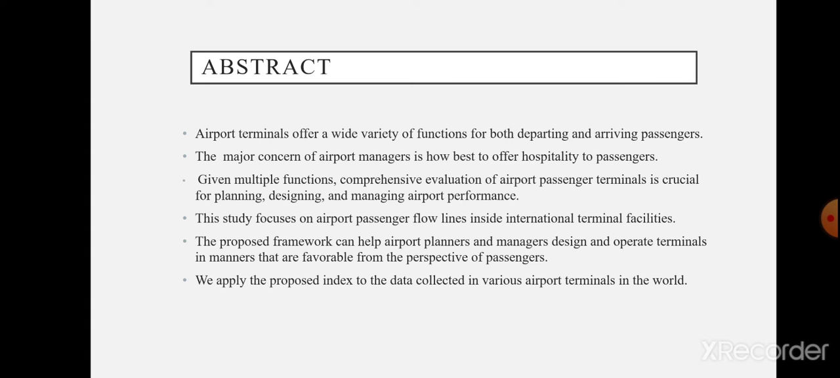Given multiple functions, comprehensive evaluation of airport passenger terminals is crucial for planning, designing, managing, and improving airport performance. This study focuses on passenger flow lines inside international terminal facilities. The proposed framework can help airport planners and managers design and operate terminals in manners that are favorable from the perspective of passengers. Now we apply the proposed index to the data collected in various airport terminals in the world.